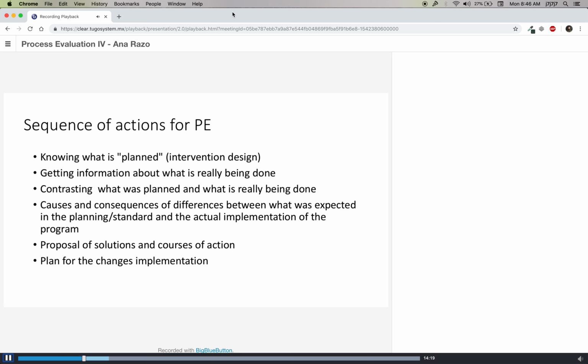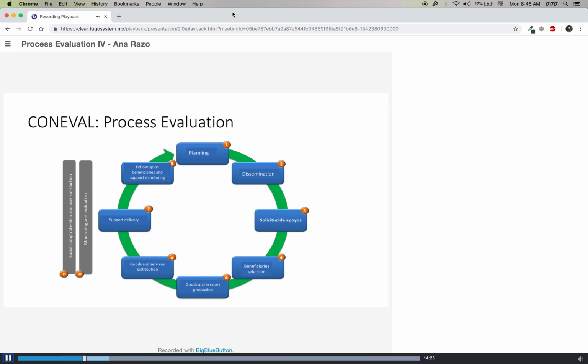And lastly, in session 3, we talked about the logic process of Coneval to evaluate processes. There is a section that has to do with making a judgment regarding the planning of the program. There is another section that has to do with the instruments and dissemination, for instance, calls, how the possible beneficiaries were aware of this program. There is another section that has to do with support requests, the different requirements that they have to meet.